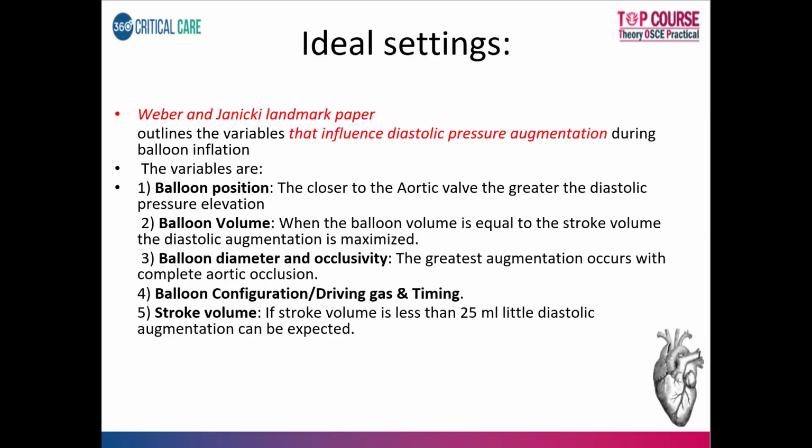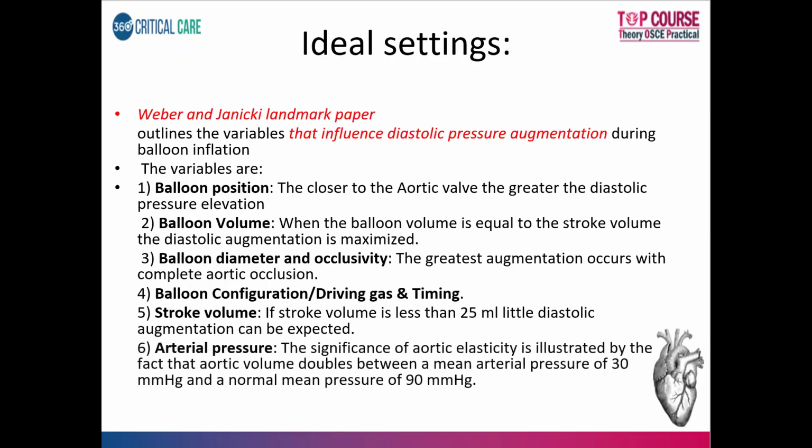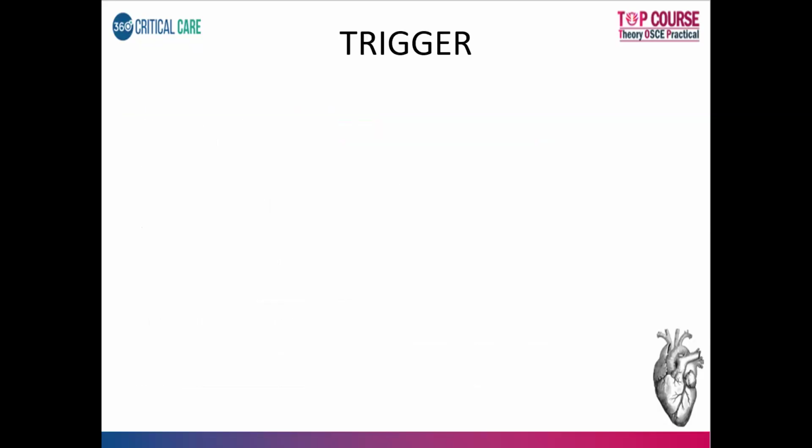If the stroke volume is less than 25 ml, very little diastolic augmentation can be seen. And what they have said is that aortic elasticity drives the overall outcome of augmentation, because in older people, the elasticity of the aorta would be less. So the doubling, which is usually seen between 30 to 90 mm of Hg, would be lost because of the loss of aortic elasticity in the elderly.